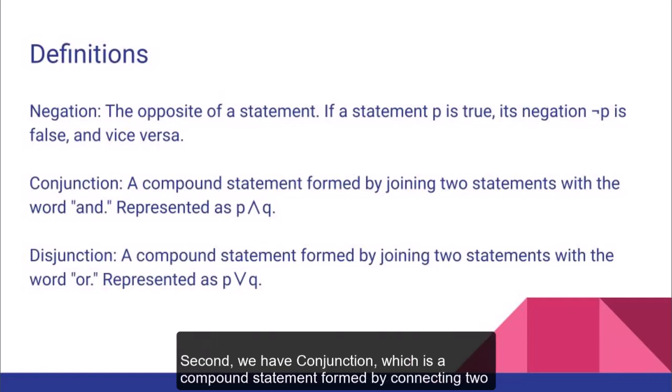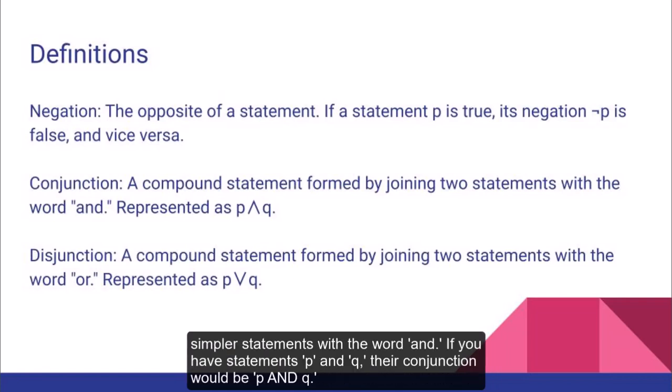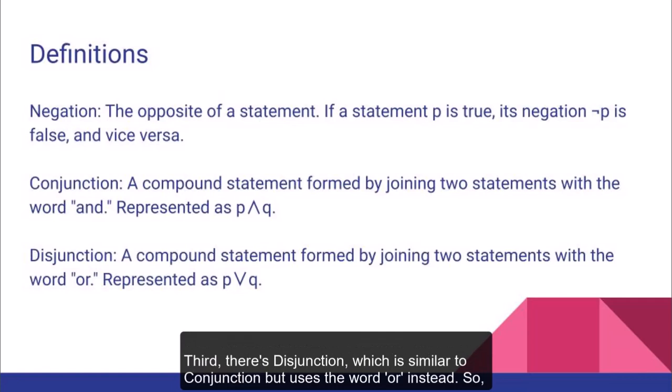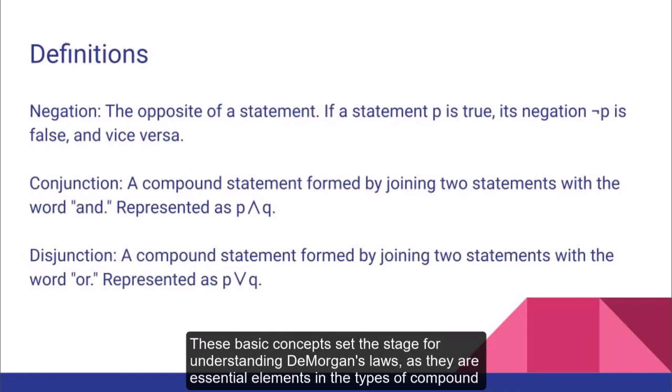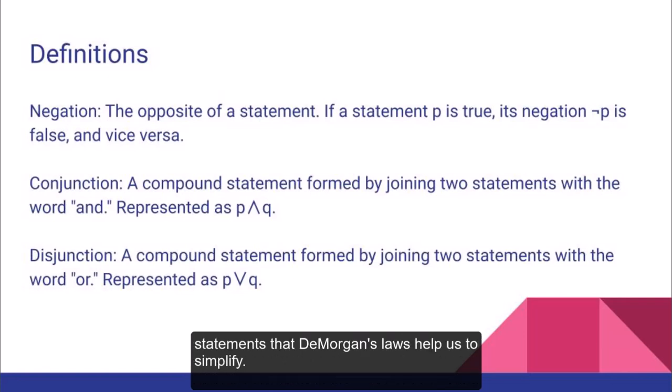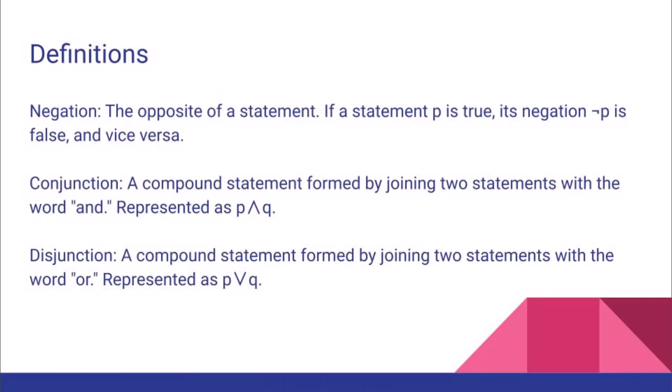Second, we have conjunction, which is a compound statement formed by connecting two simpler statements with the word "and." If you have statements P and Q, their conjunction would be "P and Q." Third, there's disjunction, which is similar to conjunction but uses the word "or" instead. So if you have statements P and Q, their disjunction would be "P or Q." These basic concepts set the stage for understanding De Morgan's laws, as they are essential elements in the types of compound statements that De Morgan's laws help us to simplify.